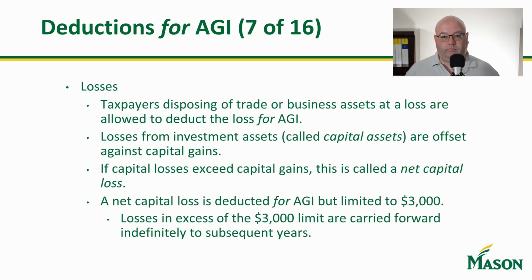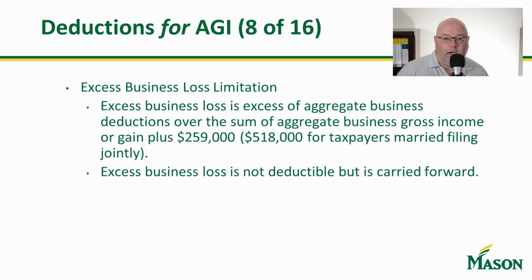Losses, taxpayers doing business that have losses are allowed as a deduction for AGI, meaning above the line. So losses from investments called capital assets offset capital gains. If you have excessive losses over the gains, you'll be able to take up to $3,000 on your tax return immediately, and then you take the rest of it and go to the next year, and you go against other capital losses or capital gains that they have. They don't have any more, $3,000 more, and then goes forward one more time. I know all these wonderful sound effects, almost like I'm Hollywood.